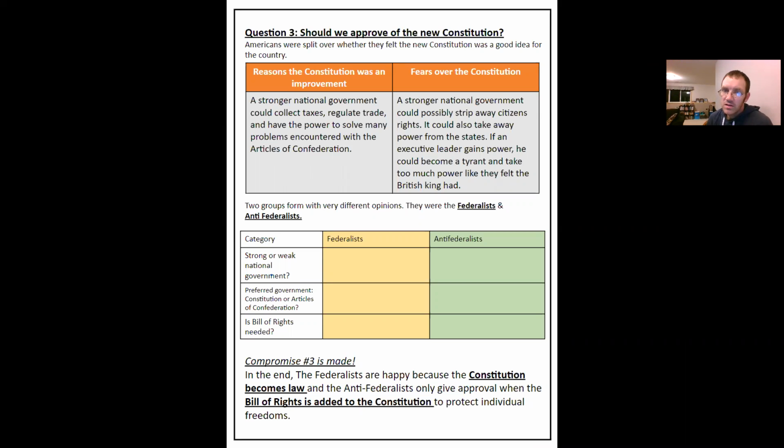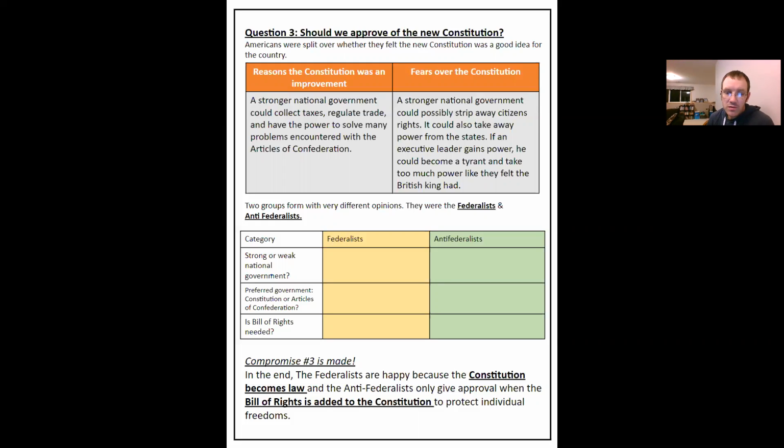The fears, though, is that a stronger national government could strip away rights from citizens. It could also take powers away from the state. And people aren't real happy about this idea of a president. They're worried he could become a tyrant, a terrible person like the British king was, who would take their power away. So in the end, we have 2 groups form, the Federalists and the Anti-Federalists.